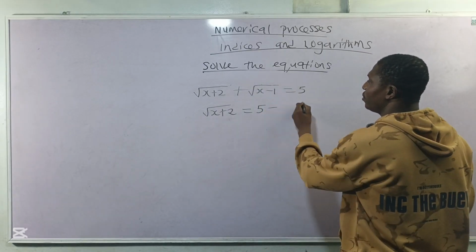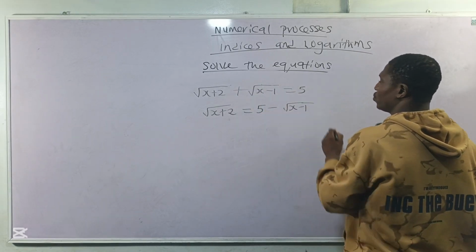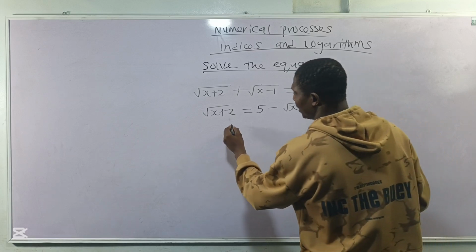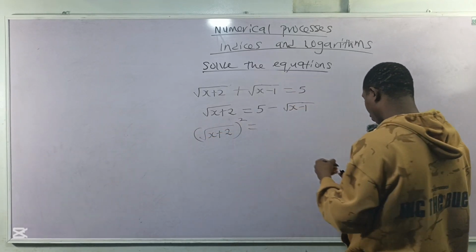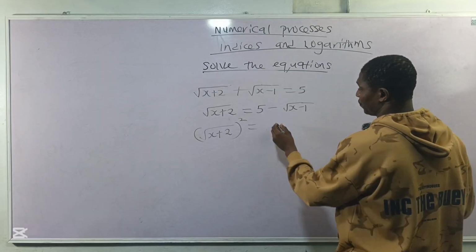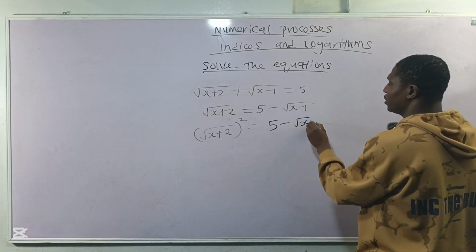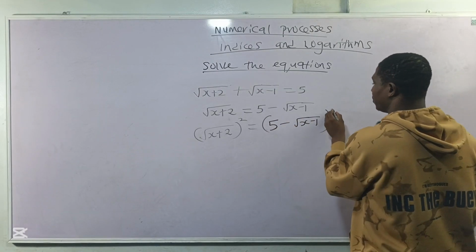This root becomes minus what? Root x minus what? 1. Now I can square both sides. I'll have root x plus 2 in bracket squared to be equal to 5 minus root x minus 1 in bracket squared.